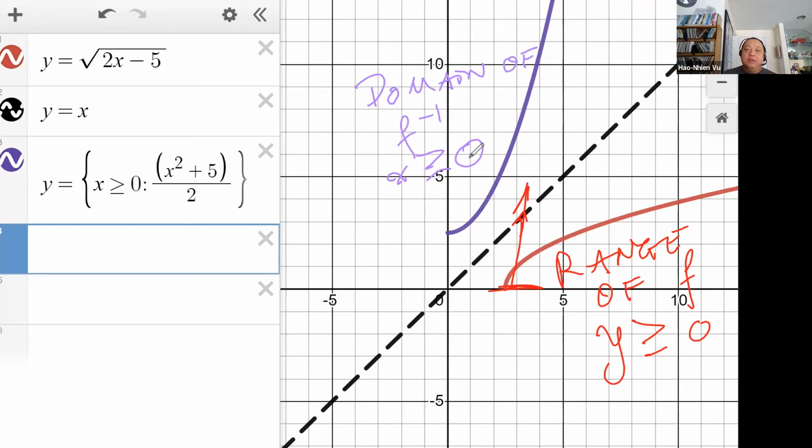So yeah, that's why you cannot get the domain from just looking at this expression here. That won't tell you what the domain of the inverse is. You have to look at the range of the original function.